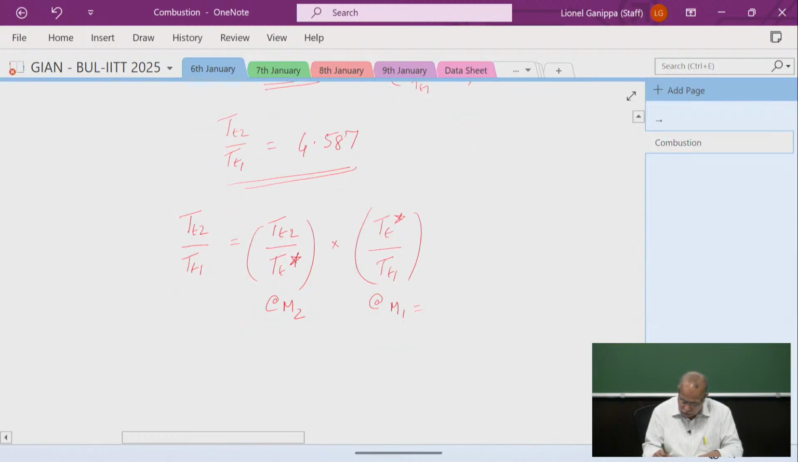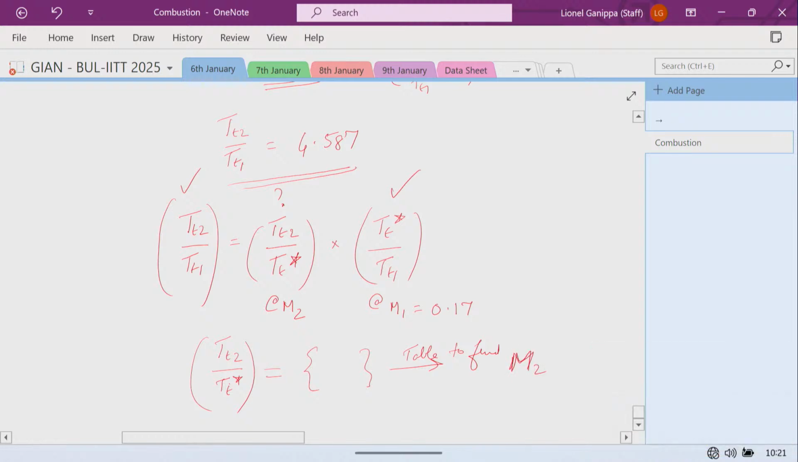What is M1? You calculated that value is 0.17. And this value is known. So this is known because you found out from the table. This is the only unknown. Find this value TT2 by TT star, find it, and then go to the tables to find what is the corresponding M2. Understood?